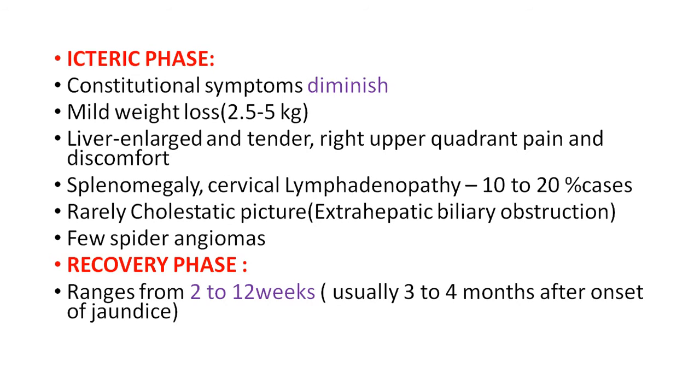So what is the icteric phase? So after the constitutional symptoms, you come to the icteric phase where the patient has jaundice. Okay, there can be weight loss. They will have pain in the right hypochondrium because the liver gets enlarged because of the congestion. Okay, and then splenomegaly, cervical lymphadenopathy can occur. Then rarely you can have the obstructive jaundice picture and a few spider angiomas, and the recovery phase ranges from 2 to 12 weeks. That is usually 3 to 4 months after the onset of jaundice. So approximately the patient can take up to 6 months for complete recovery.